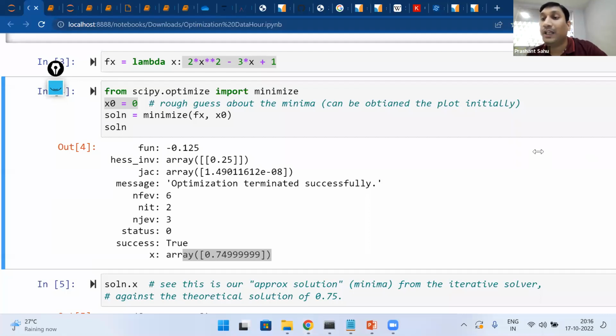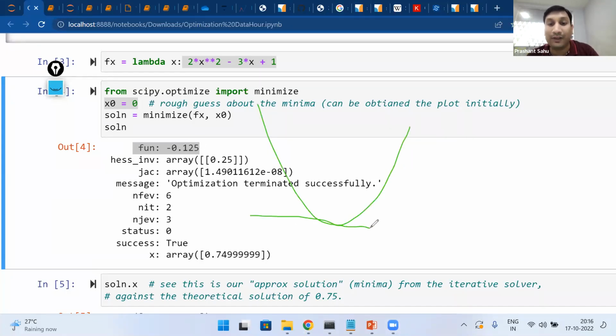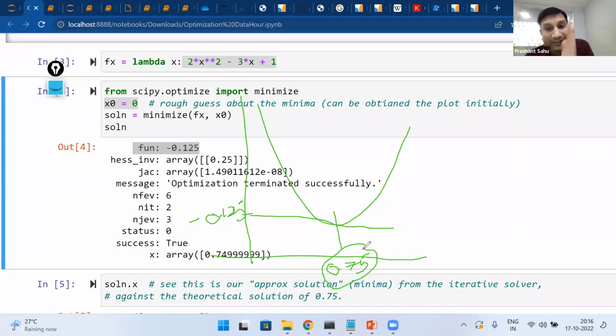So what is the function value telling you? The function value is telling you the value of the function. If you're talking about the mean square error function, this will be the minimum value of the function. So this is the minimum value of the function, negative 0.125 on the y-axis, and on the x-axis it is 0.75. Is that clear now? On the x-axis it is 0.75. That is the location of the minima, and the value of the function at the point of minima is negative 0.125.